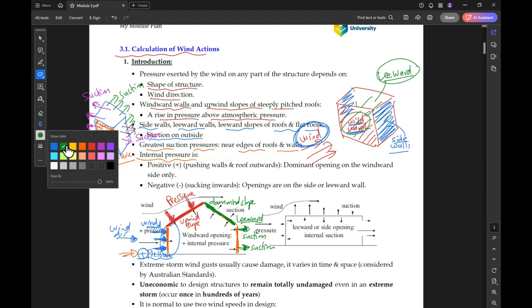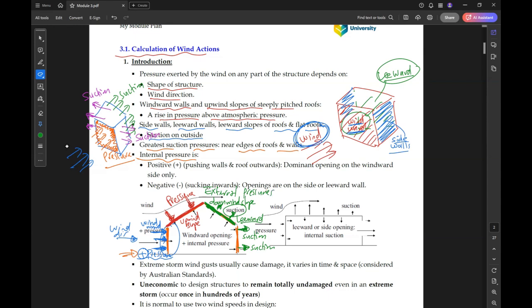And the downwind is under suction. Okay, so this is all for external pressures. What about the internal pressure? The internal pressure means the pressure from inside. So this blue, or sky blue, is internal pressure.